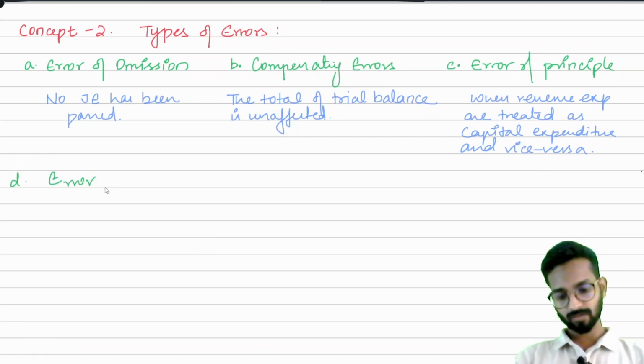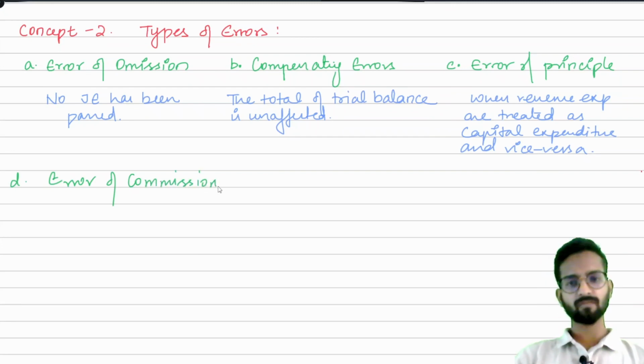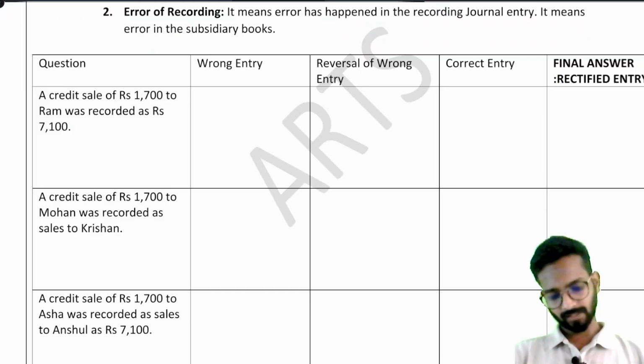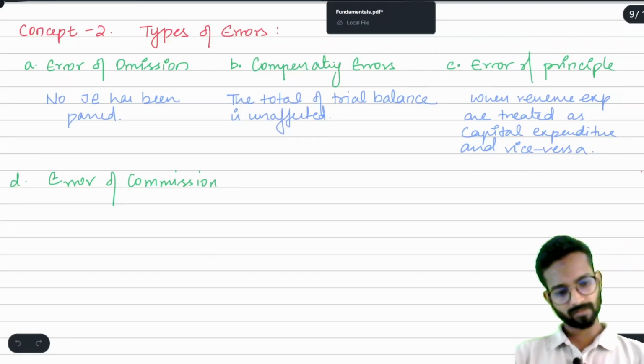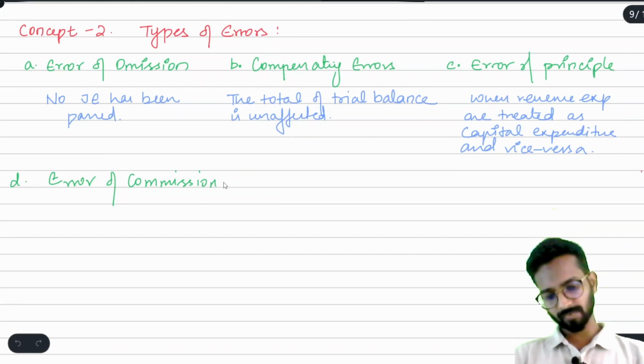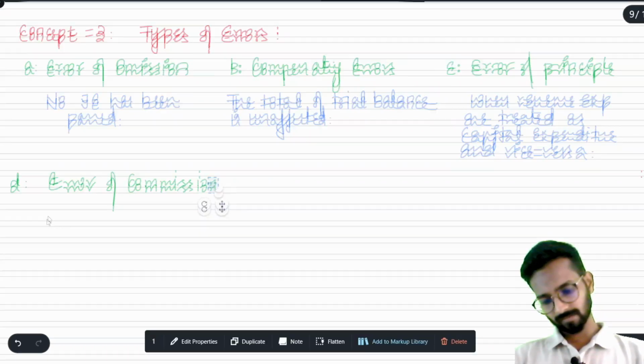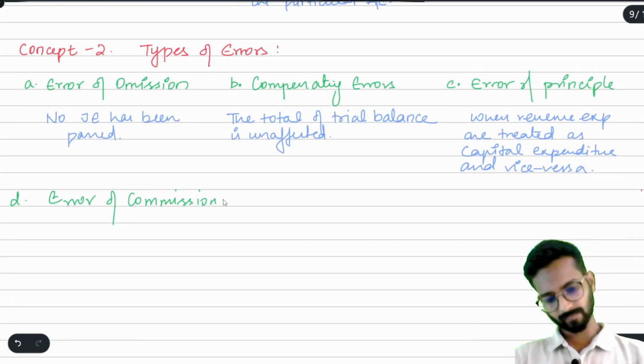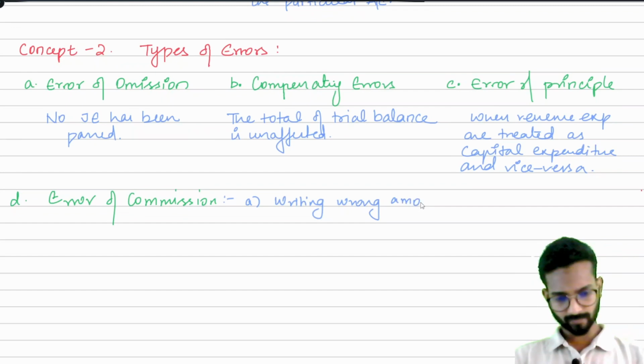So after that, the fourth error we have here is D, error of commission. In error of commission comes most of the journal entries, most of the questions are from this part only. Understand? It can be understood as, see, error of commission means you can say writing wrong amount in subsidiary books.